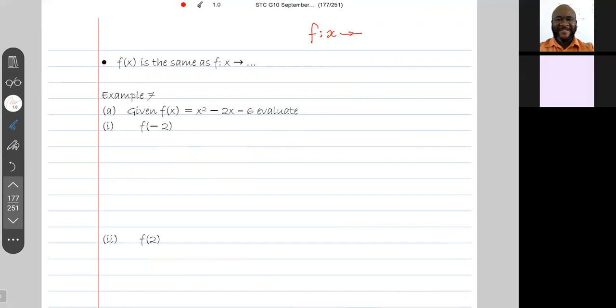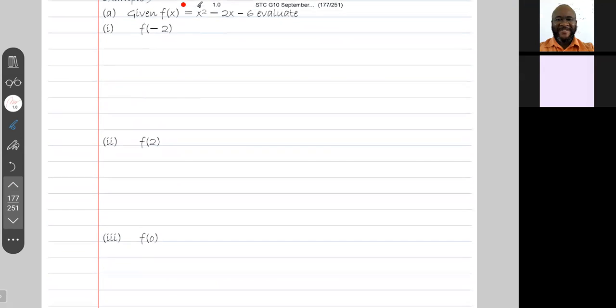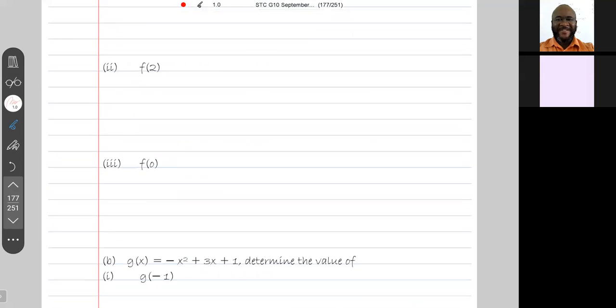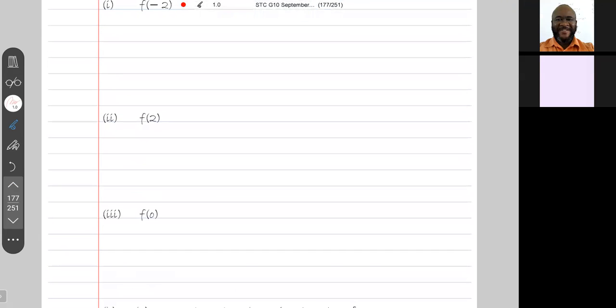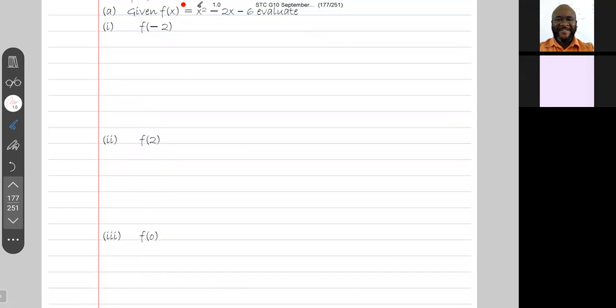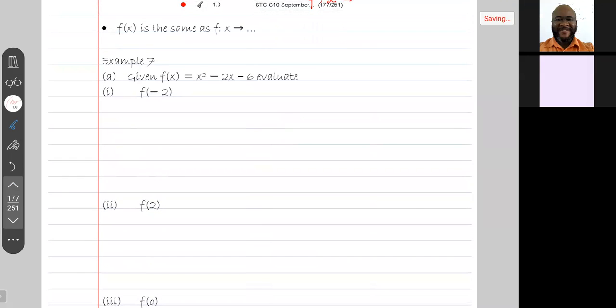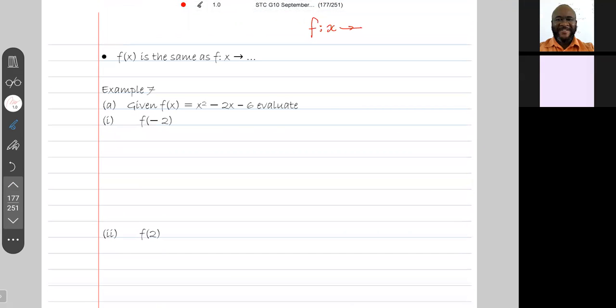All right, so let's have a look at example 7. You have A, you have B. I'm going to do a little part of it, example 7A(i), and then I want you to finish example 7.